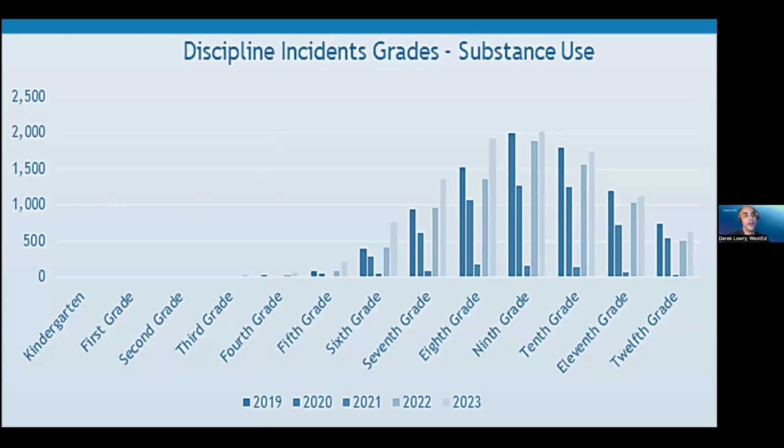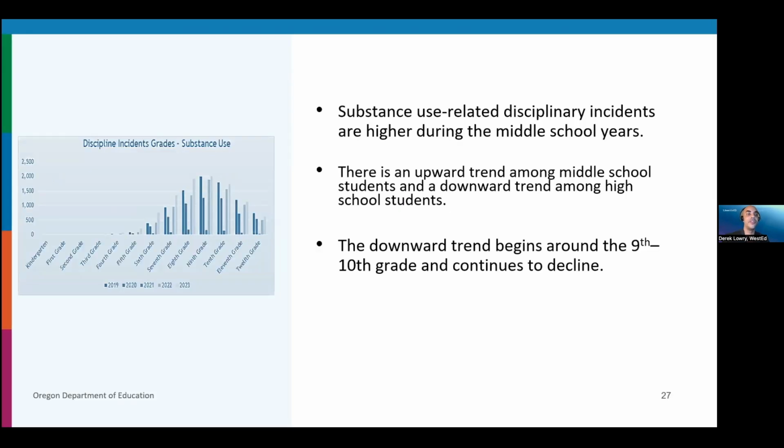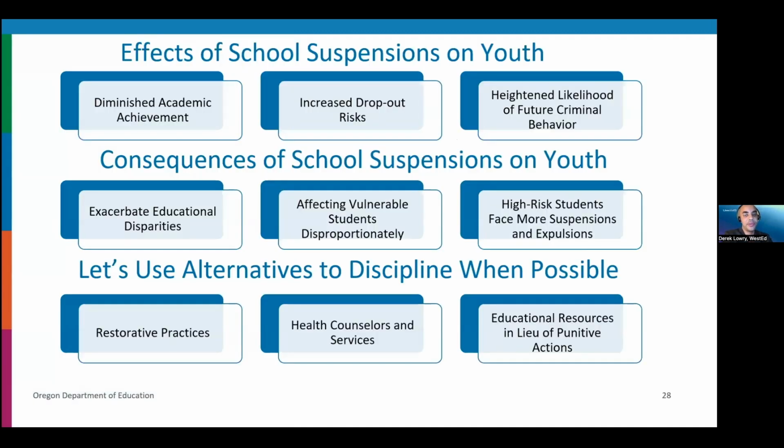And here are once again some disciplinary incidents in Oregon broken into grades. And all of these are disciplinary incidents for substance misuse in a school setting. So substance use related disciplinary incidents are higher during the middle school years. There's an upward trend among middle school students and a downward trend among high school students. And the downward trend begins around the 9th to 10th grade and continues to decline from there. So the peak seems to be during the middle school years.